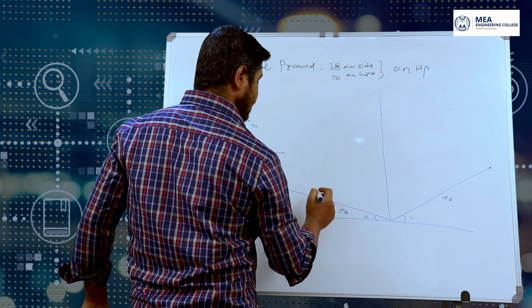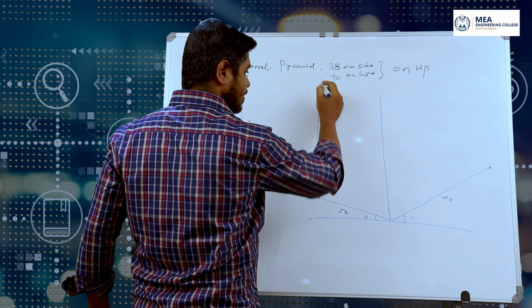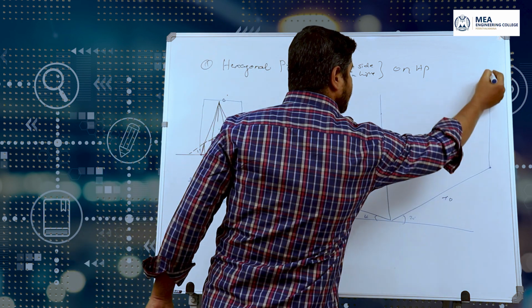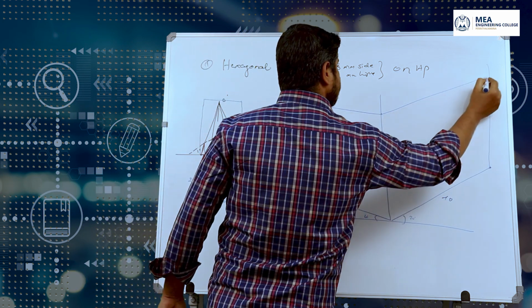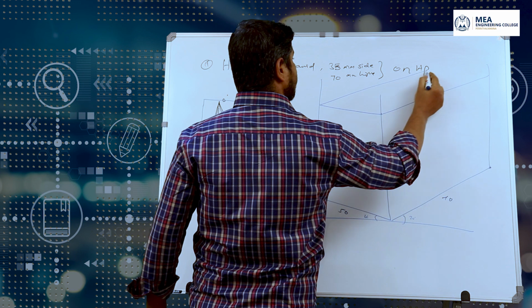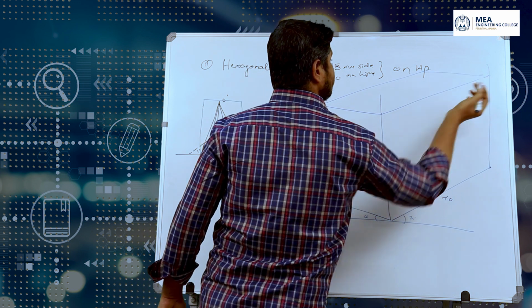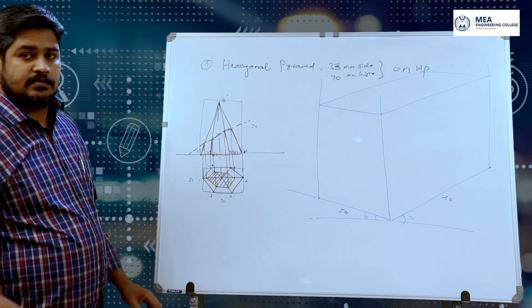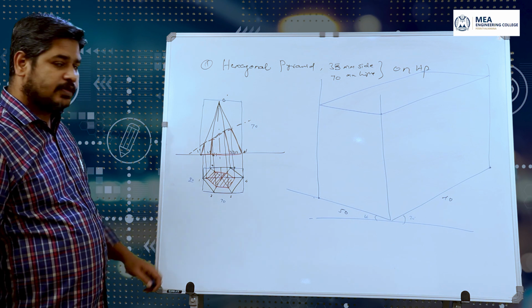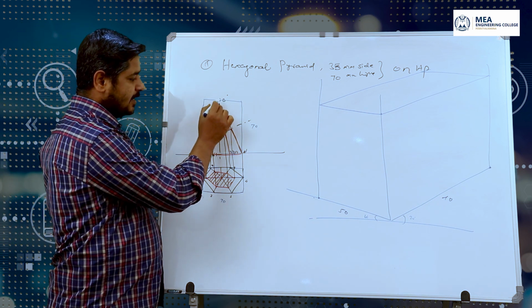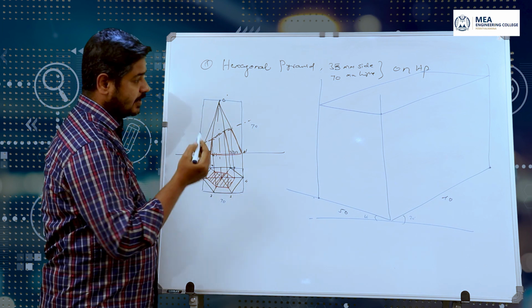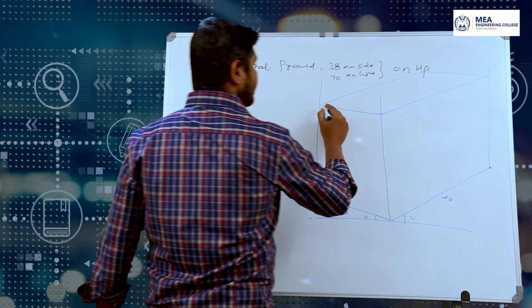Then construct the box. What to do? Draw the vertical lines from these points, then connect them. You know how to construct a box. That's all about the box. Now we got the box. Next, find the center point. On the top surface, exactly at the center. See here, this is the center point. Find the center point.